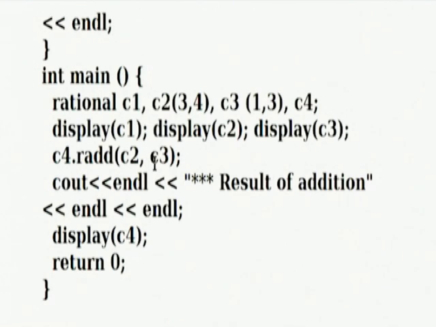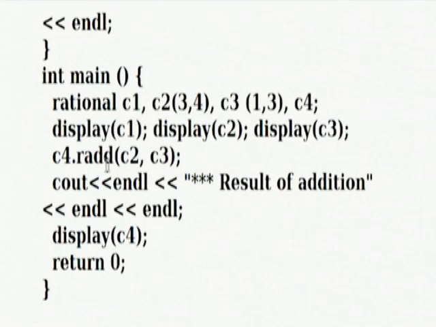And this RAdd function is actually a member function of the rational class itself. So the fourth object C4 I have written here, C4.RAdd. C4.RAdd C2, C3, I expect C2 and C3 are added in the rational number arithmetic sense, and the result should become now my C4. So the C4 component should be appropriately changed based on this addition. This is how I have written the program.